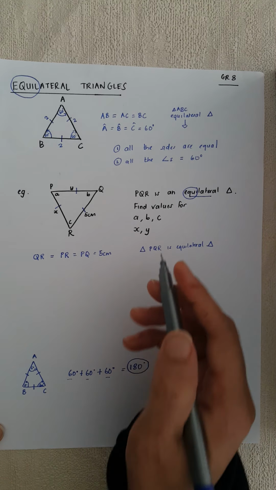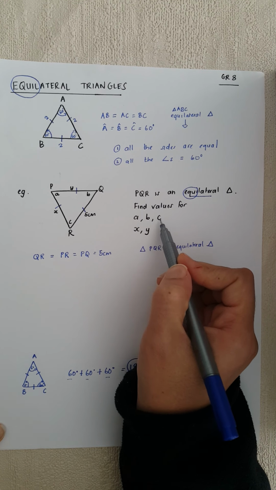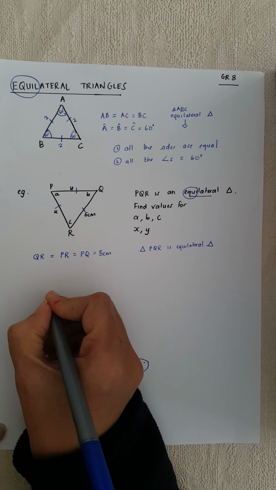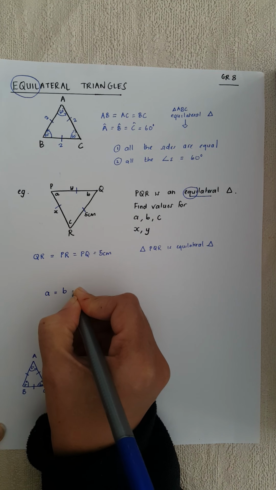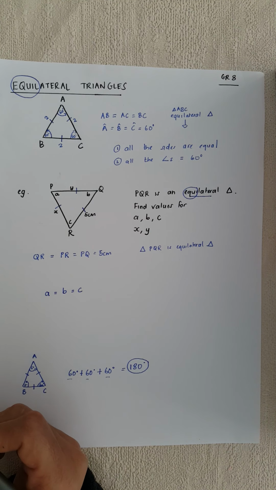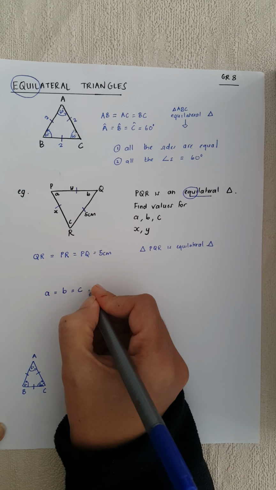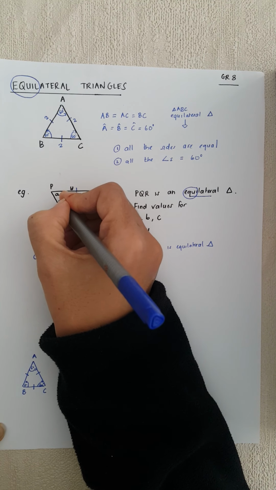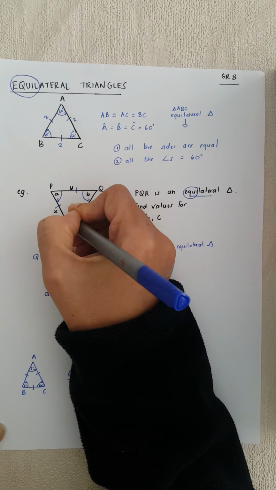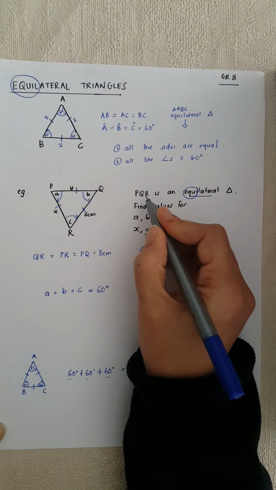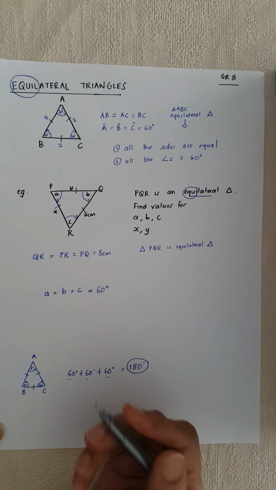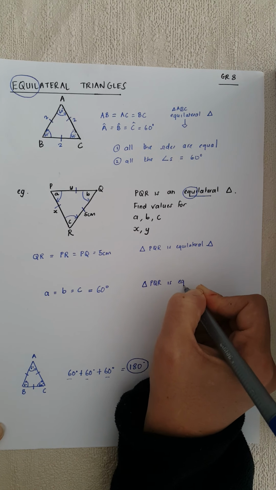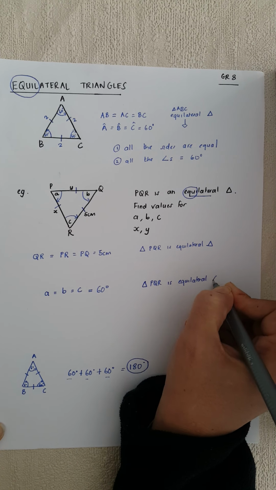Now my question is saying find values for A, B, and C. So A is equal to B is equal to C. Why am I saying that? Because it's an equilateral triangle. And how much are they all equal to? 60 degrees. So A is 60 degrees, B is 60 degrees, and C is 60 degrees. Why can I say that? Because they've told me that this triangle is an equilateral triangle. So my reason again is triangle PQR is an equilateral triangle.